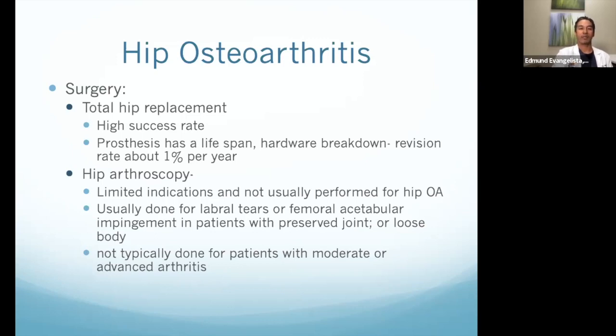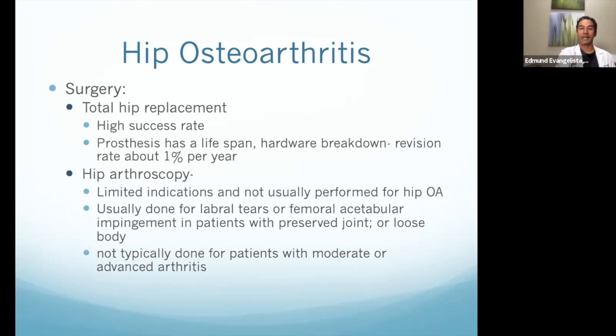Now, what about hip arthroscopy or scoping the hip? Typically not done for hip arthritis. Very limited indications for hip arthroscopy, usually done for labral tears or femoral acetabular impingement in patients who have a preserved joint, so not a lot of arthritis in the joint. You can also do it for a loose body in the joint.